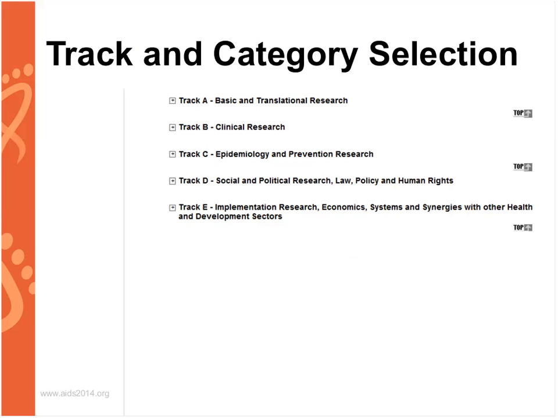After you selected your option, you will do the track and category selection. And the track category is a general heading under which the abstract will be reviewed and later published on the conference printed matters if it is accepted. So it describes the subject of the abstract. So the first step would be to select your track.